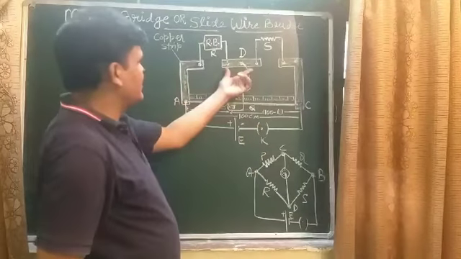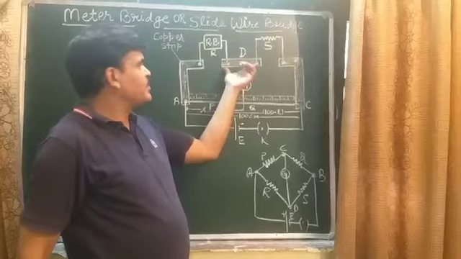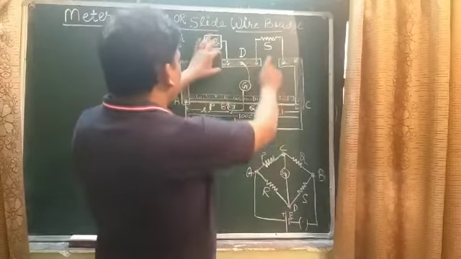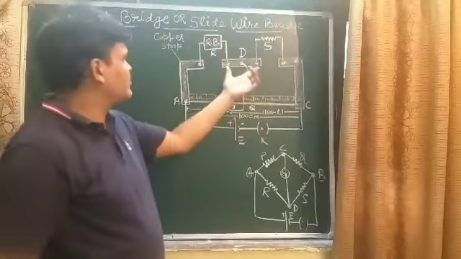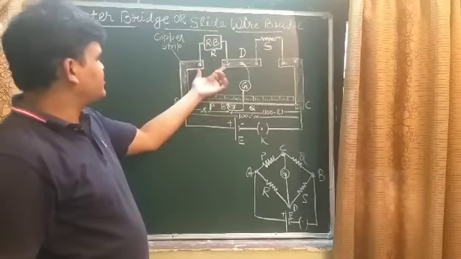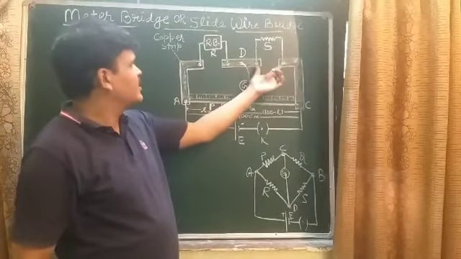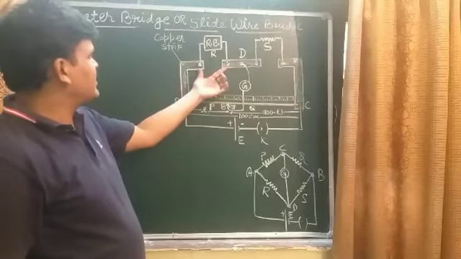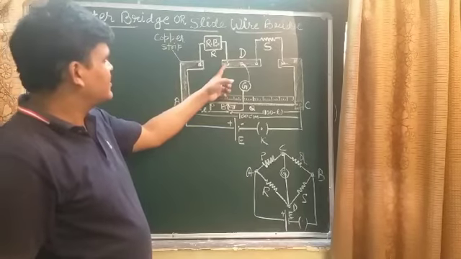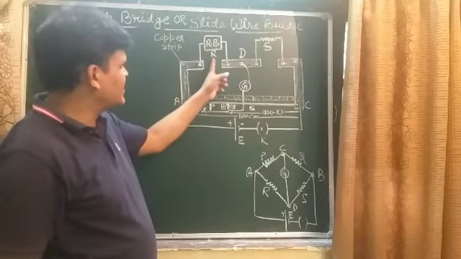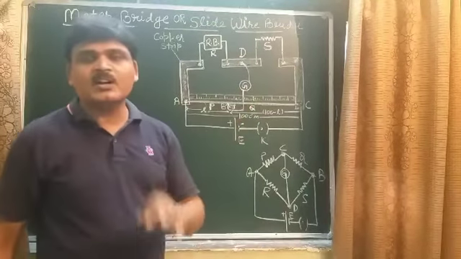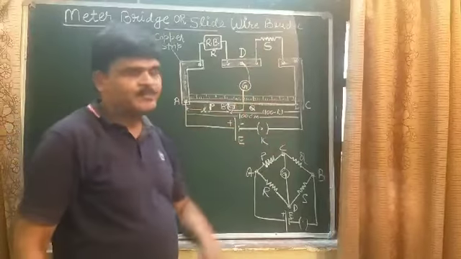And see here another copper strip, which is also fitted on the wooden board, which provides two gaps between the strips. In one gap, a resistance box is inserted, which is known as the known resistance. In the other gap, an unknown resistance is connected.